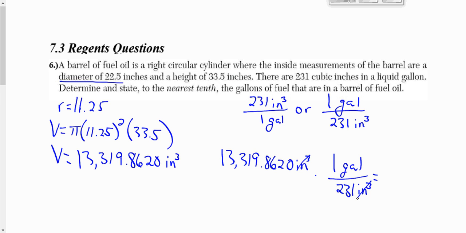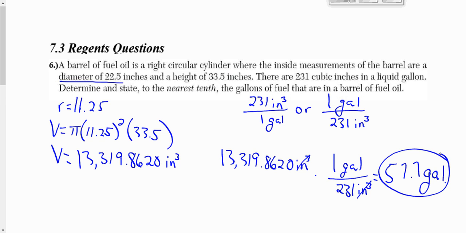And this one's a little meatier. 57.7 gallons are what's left. Okay, all right. So common sense there, right? You probably figured that out. But now the next one.